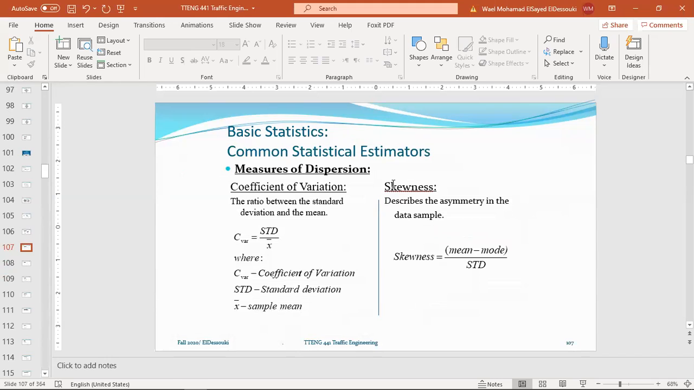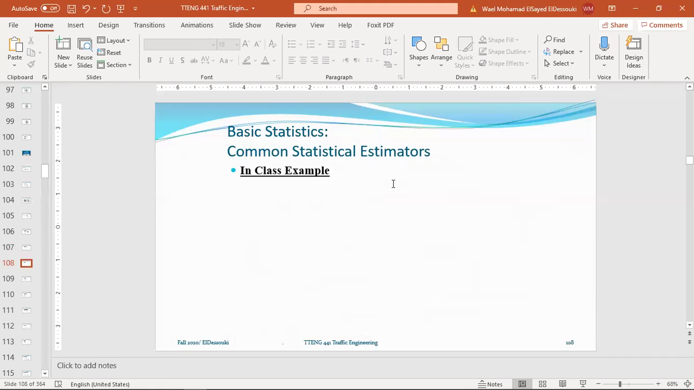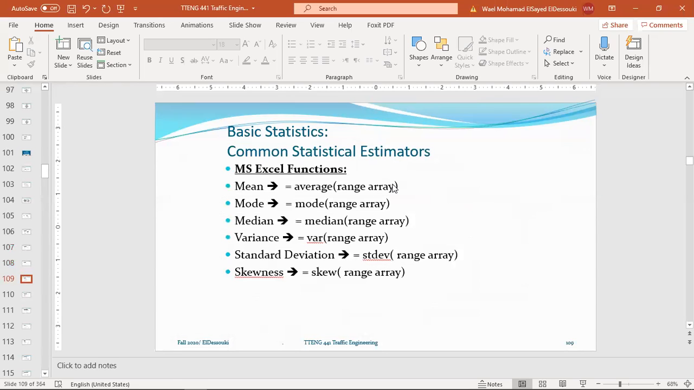Also, we have the coefficient of variation, which is basically the ratio between the standard deviation and the mean of the sample. And there's the skewness, which reflects the symmetry of the data. These are some functions to get the mean, the mode, and the median using Microsoft Excel functions.